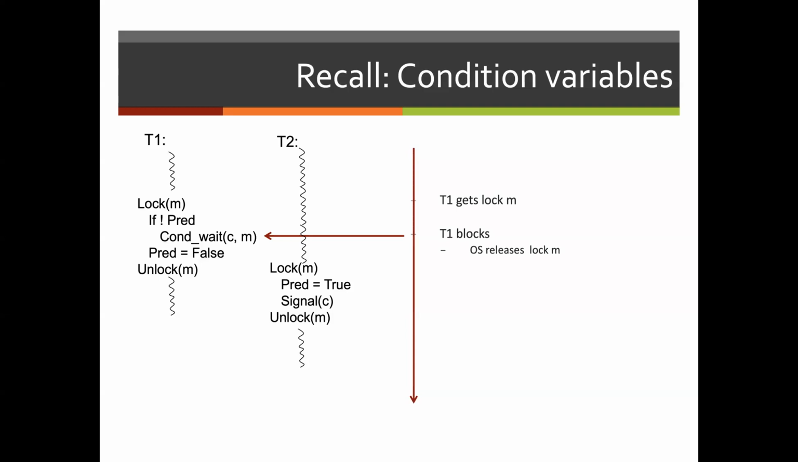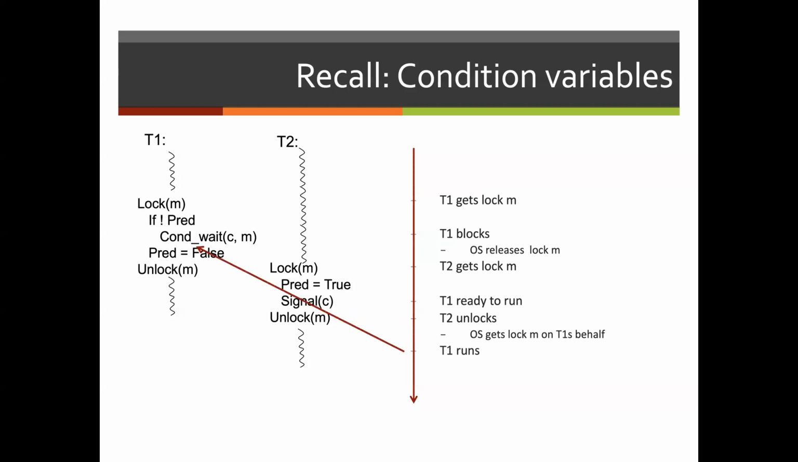The OS releases lock M, and then T2 is able to get lock M. T1 is ready to run. T2 unlocks. The OS gets lock M on T1's behalf. T1 runs. And so the OS ensures that T1 gets lock M back.